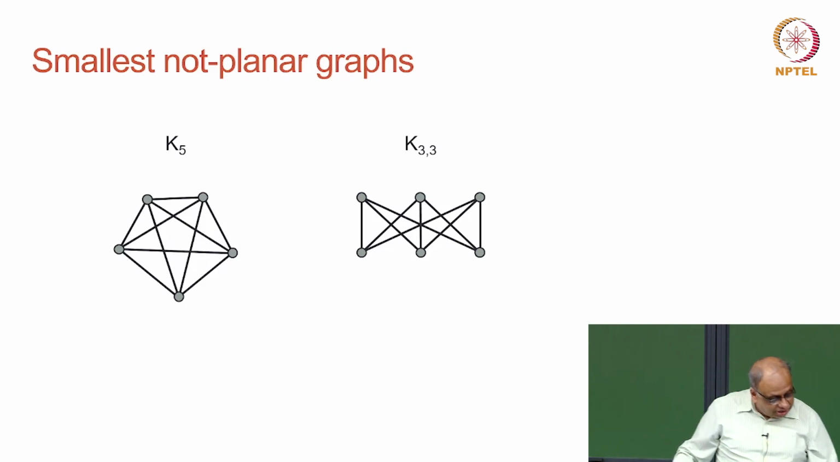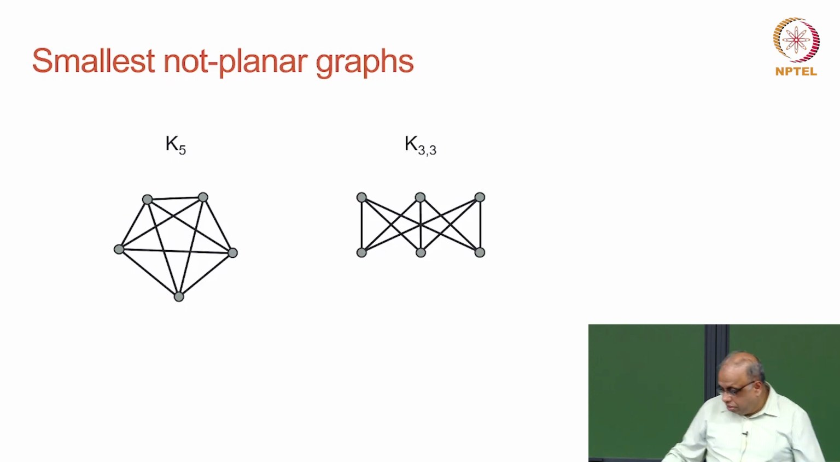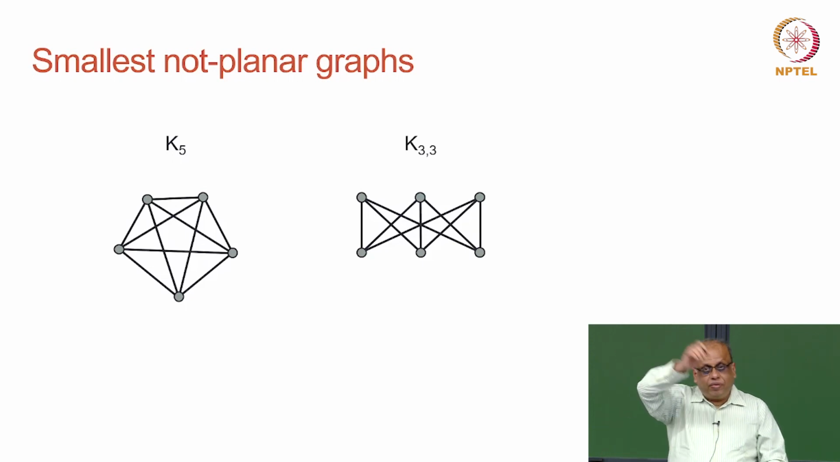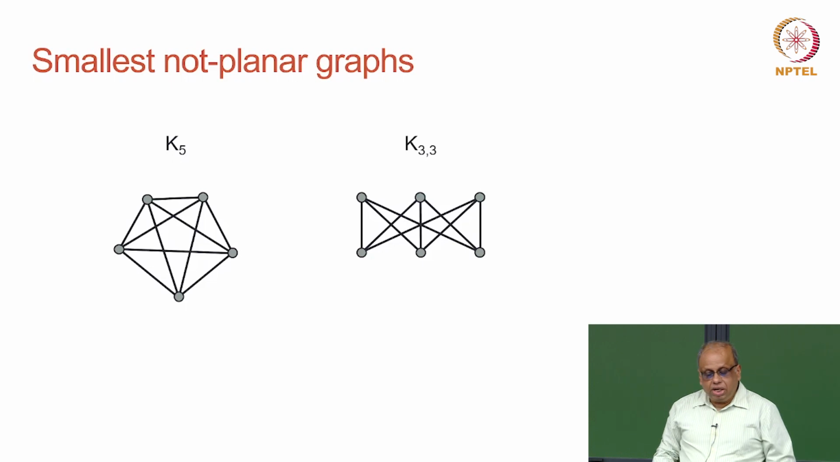Now the second exercise for you. Try to draw K4 without edge crossing. Suppose you have 4 nodes, and if you want to draw it without edge crossing, what you need to do is to have 3 nodes as a triangle, and the 4th node has to be in the center. Then you can draw it without edge crossing. Otherwise, you cannot draw it without edge crossing.